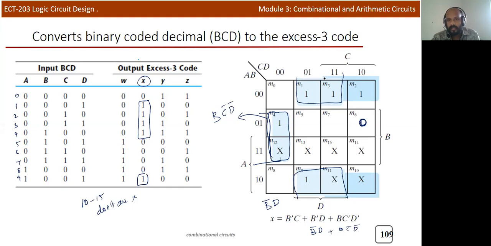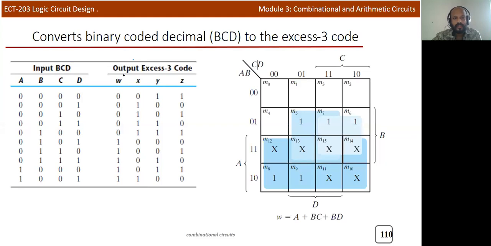And if you consider the last 2 ones, you can make it by considering the don't care condition, and you'll get a 4-bit group. In this 4-bit group, the first and last row means it's B bar, and the last 2 columns means it's C. So B bar C, B complement C. So you will get the expression for X.